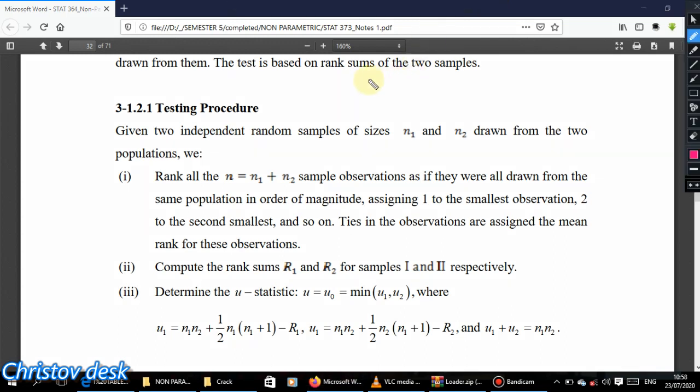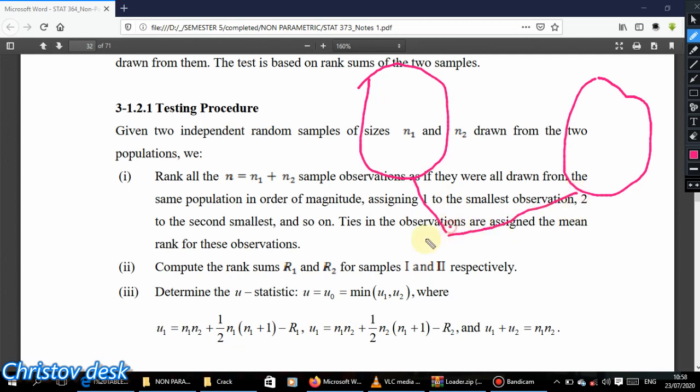Assuming it's marks, you took the marks of some private school and the marks of some government school. What you're trying to do is combine these, put them into one class, and arrange the marks in order, from the highest to the lowest. That's the first thing you have to do when you're doing the rank sum test.